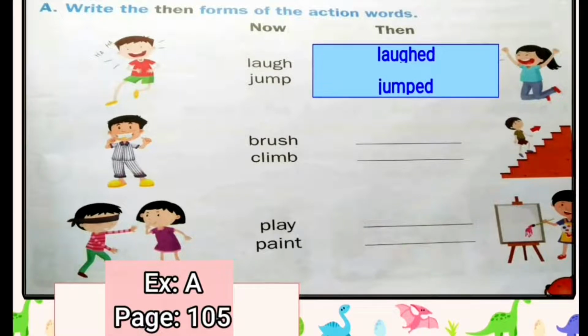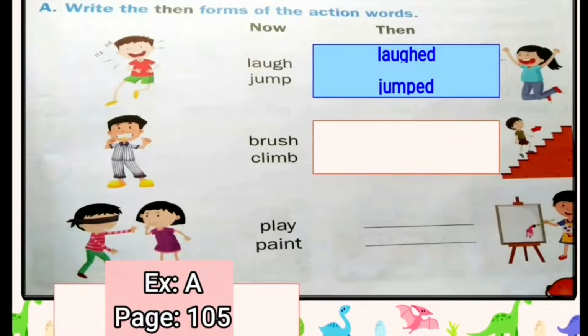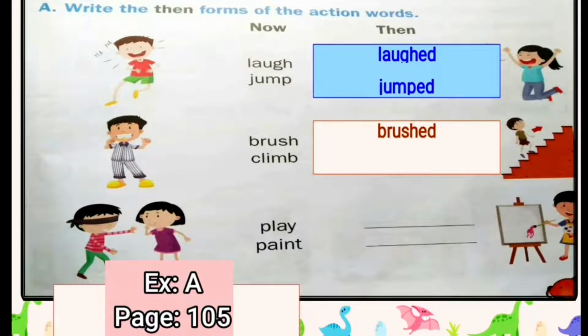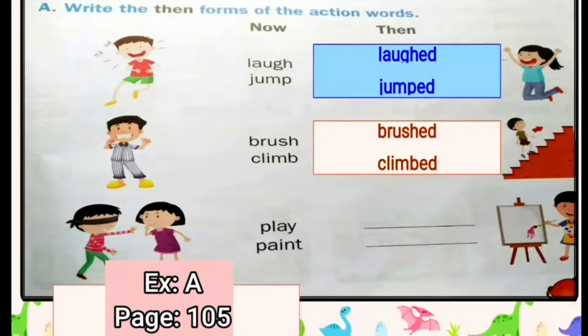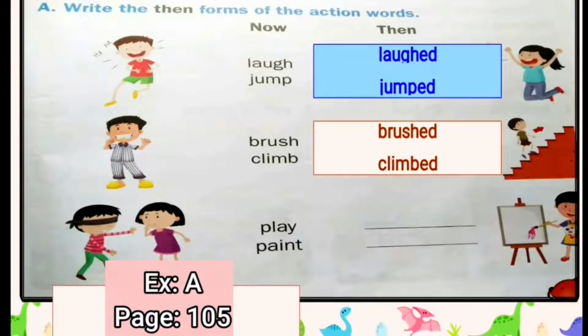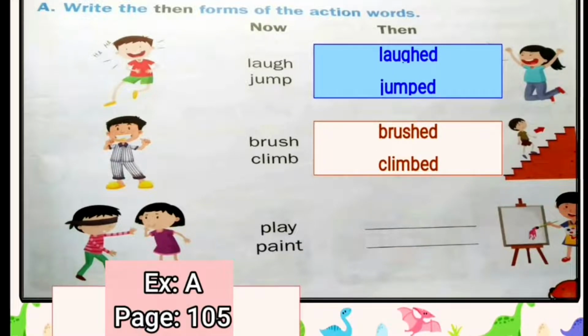In the second row you can see there are two words, brush and climb, and you can see the pictures as well, right? One is on the left side, another one is on the right side. So first word is brush. So what will be the then word of this word? Brushed. And after that you can see there is climb, and you can see the picture in the right side column, right? So here is climbed. You have to add ed at the end of the verb, sorry, it means the action word. At the end of the action word you have to add ed. That's what the use of ed with the action verb is, isn't it? That's how we change the form from now to then.